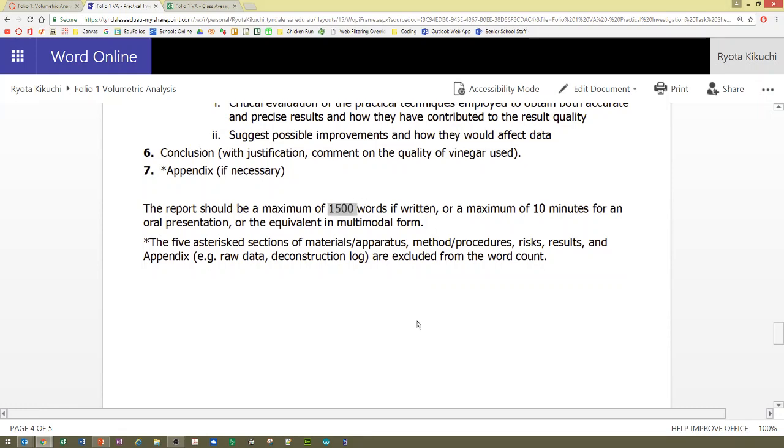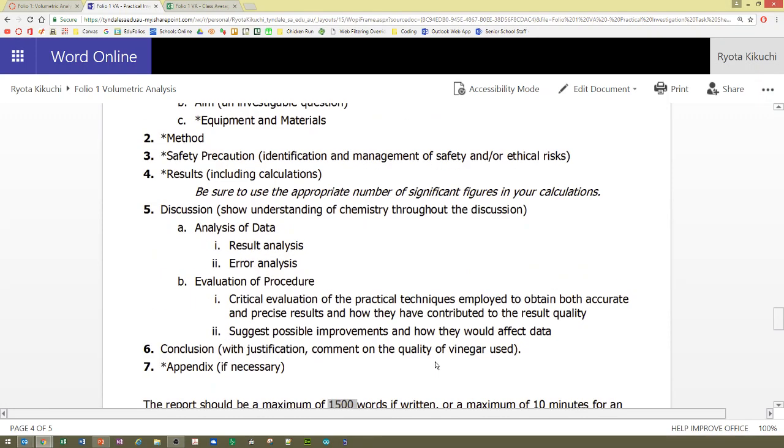1500 words is not much at all when you look at this much data, especially in discussion. Okay, so try to make it as concise as possible. Okay, try not to waffle. Try to focus on the most important piece of information that would have affected your data. Okay. Any questions so far?